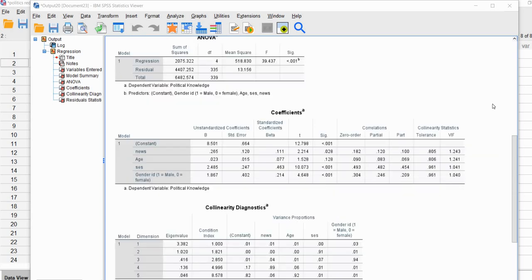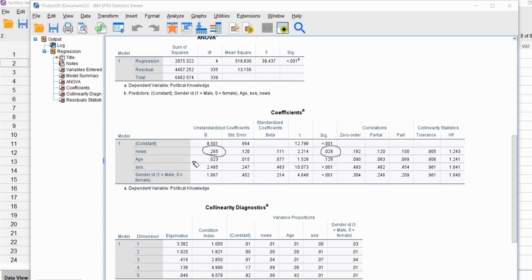We can scroll down a little bit further and you can see that we've got our coefficients table. And as you can see, we've got news consumption right there. There's the unstandardized regression slope. So it's positive, and we also see that we have statistical significance. So we would basically be inferring that news consumption is a positive and significant predictor of political knowledge.